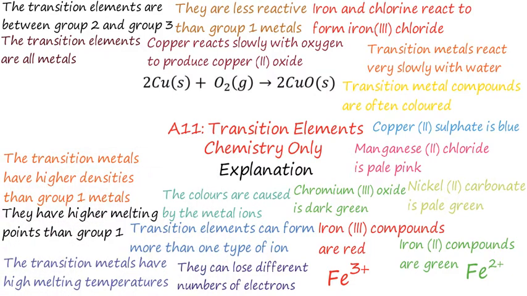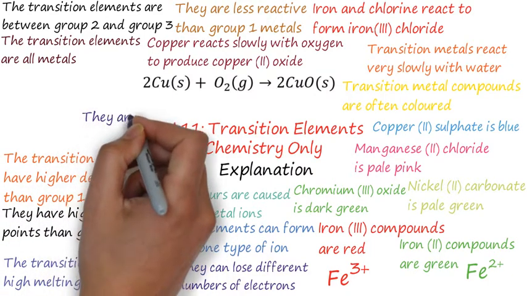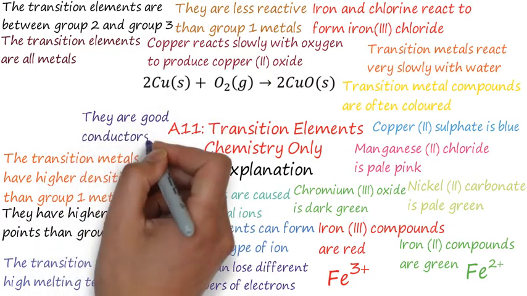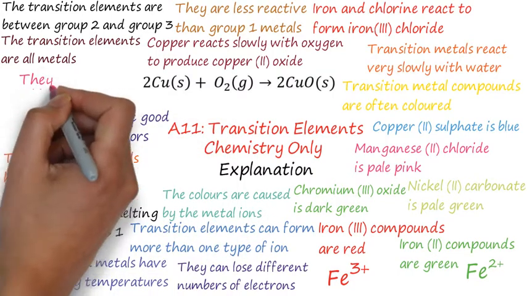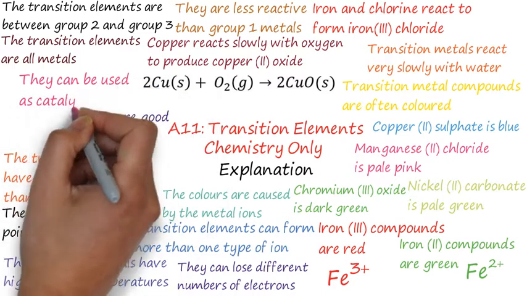The transition metals have high densities, which are much higher than the group 1 elements. Like all metals, the transition metals are good conductors of both electricity and thermal energy.